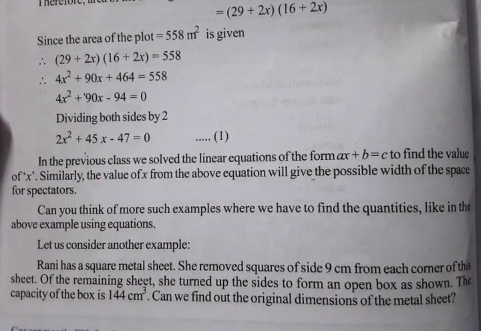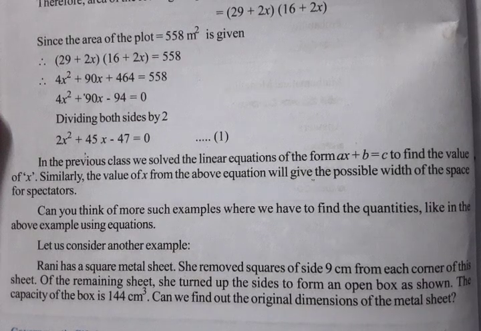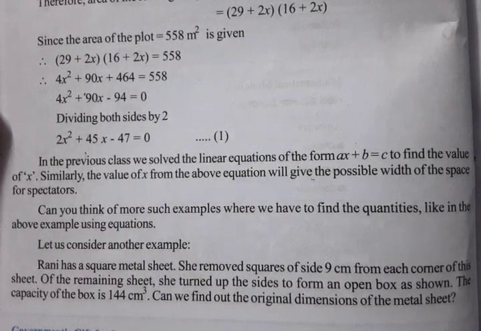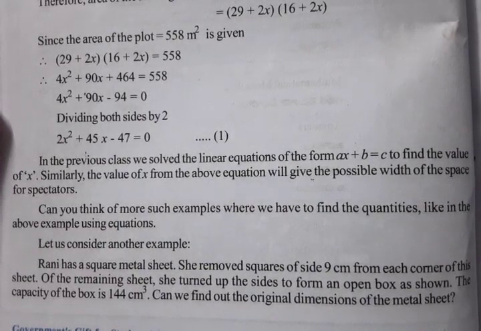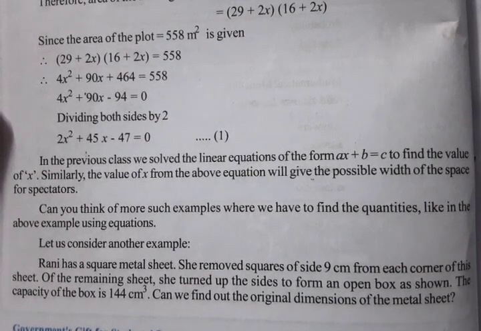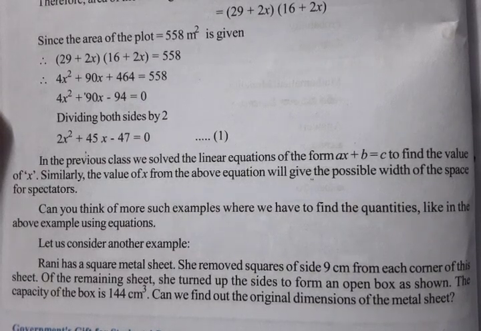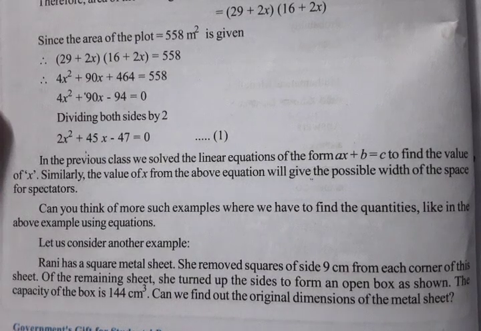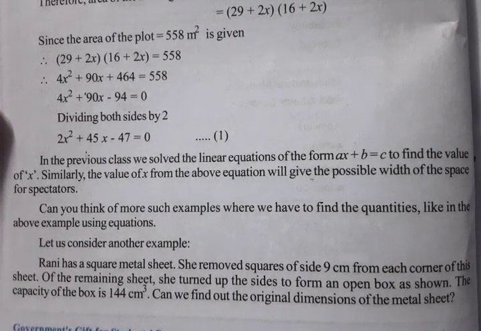Ronnie has a square metal sheet. She removed squares of side 9 centimeters from each corner of this sheet. The remaining sheet, as its sides are turned up, forms an open box as shown. The capacity of the box is 144 centimeter cube. Can we find out the original dimensions of the metal sheet?